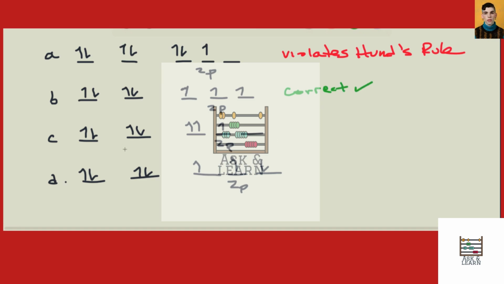When we look at C, 1s and 2s are good, but now you can see that this one electron here should be over in this empty space. Hund's rule says that we have to have each of these in separate suborbitals. So this one violates Hund's rule.